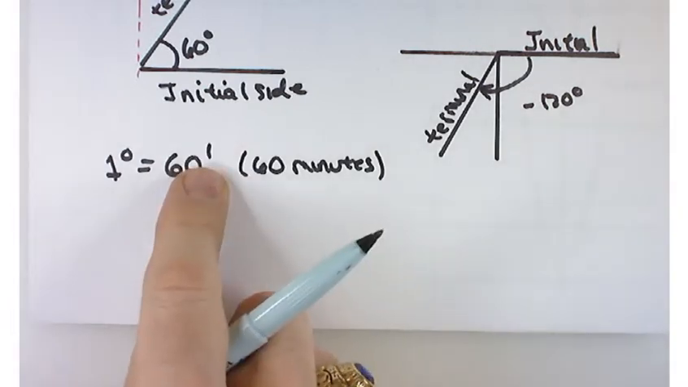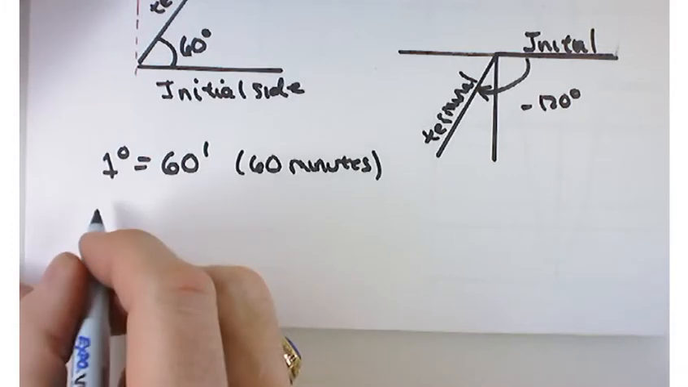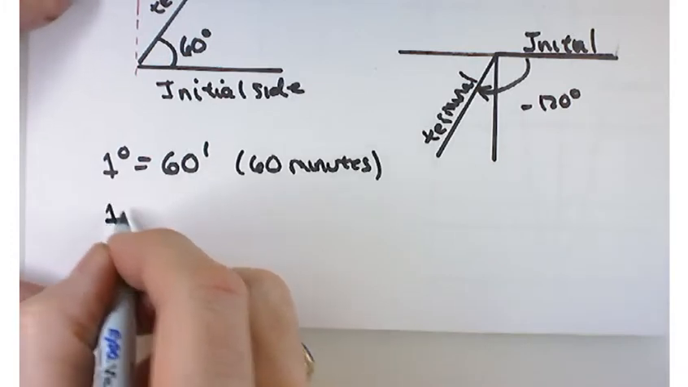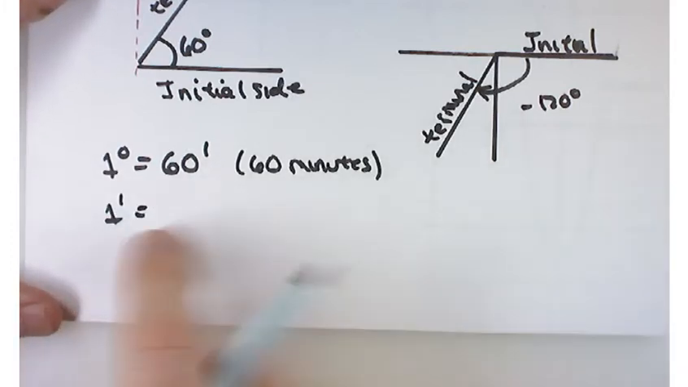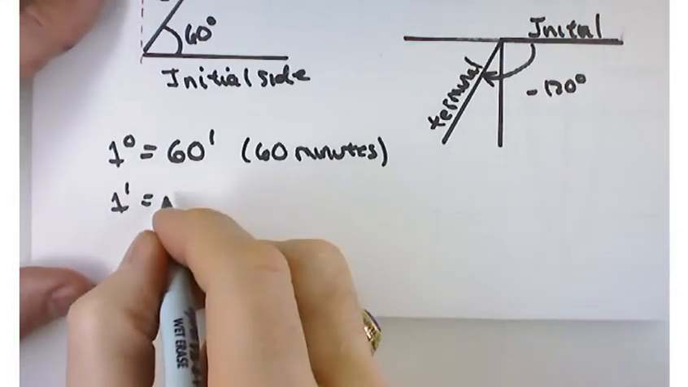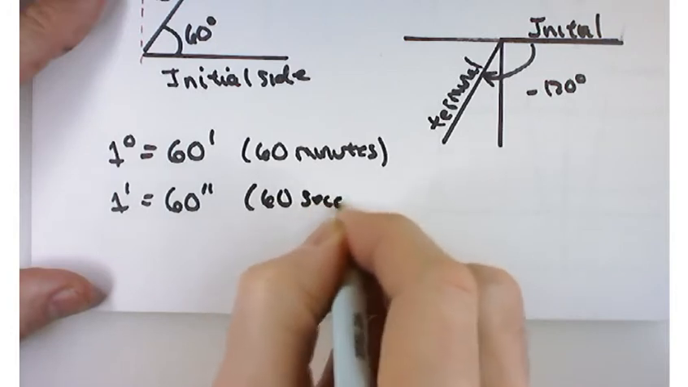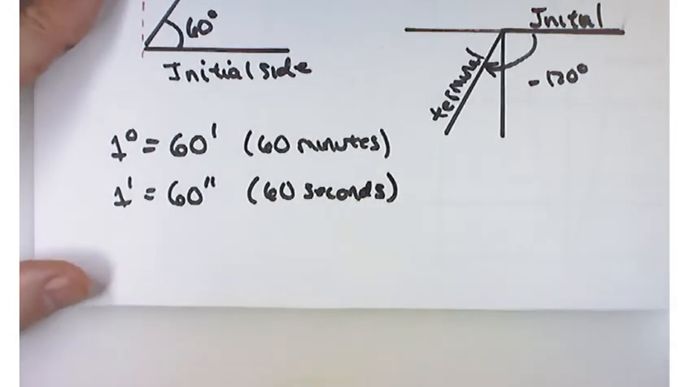Now the unfortunate thing here is that some of this notation is used elsewhere in different ways. But let's keep on breaking things down. What do you think I can break 1 minute up into? What would make sense? 60 seconds. Thank you. 60 seconds. Like that.